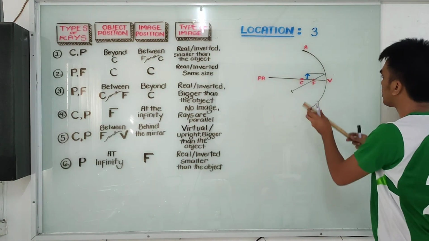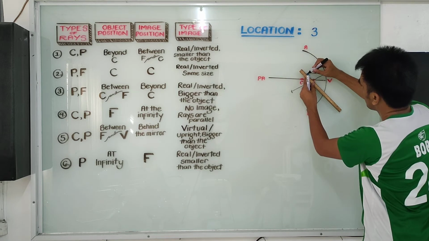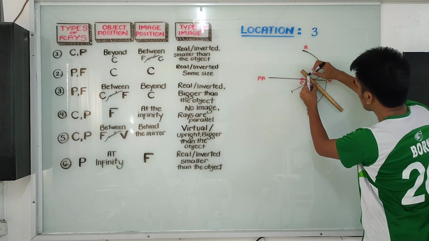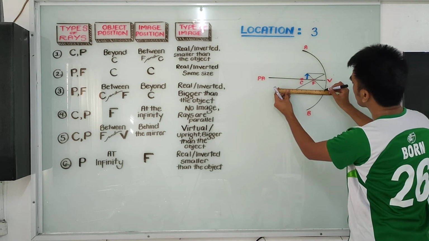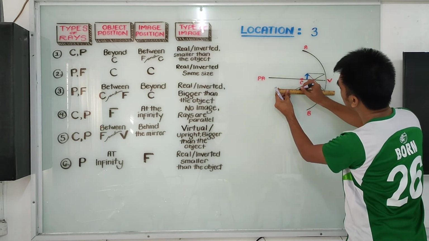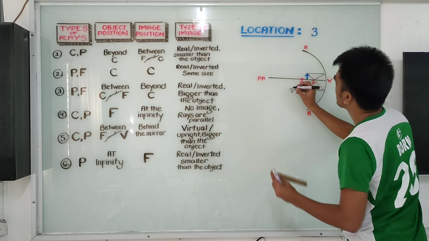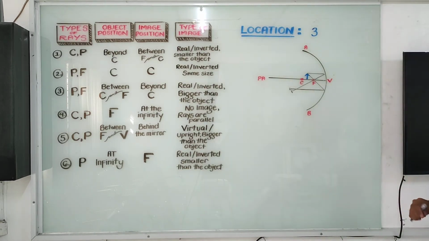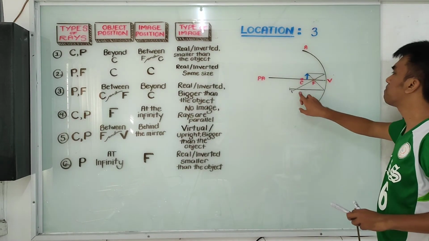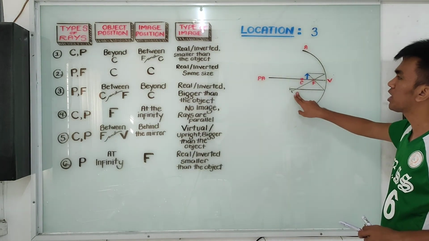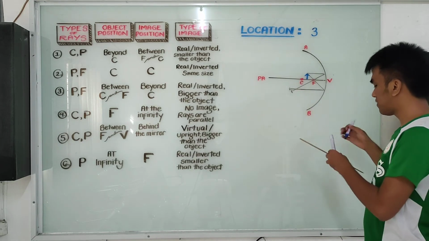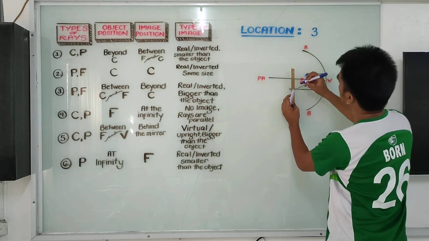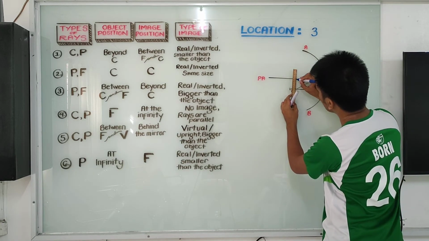And a focal ray, the incident ray will pass through the focal point and will reflect parallel to the principal axis. So observe our diagram. So this is the portion where two lines meet or intersect. So definitely the image is formed here.